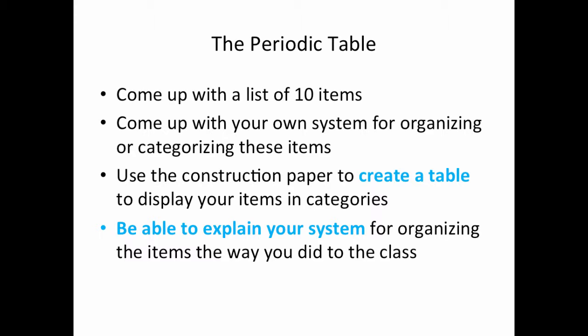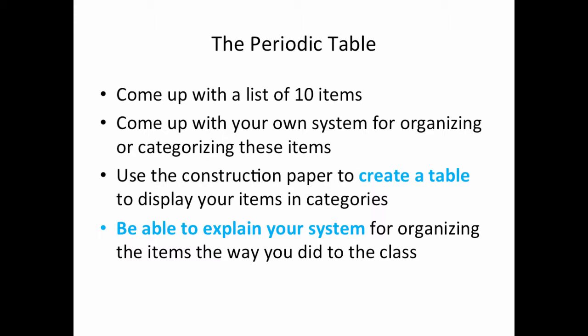Come up with your own system for organizing or categorizing these items. Use construction paper to create a table. If you feel like this will help you in studying, you can follow these instructions and do this. But for the purposes of the review, we may not want to do all of these steps. You do want to be able to explain a system for organizing things. And we talked about in class today why the periodic table is organized the way it is.